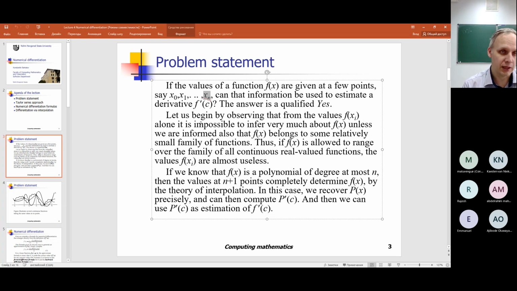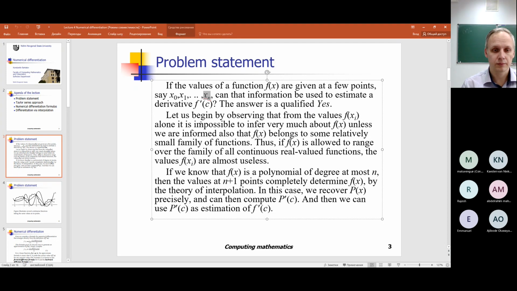I hope that you remember from the two previous lessons that we can take n plus 1 points and find the polynomial of degree n using these points. If we have 2 points, this polynomial will be linear. If we have 3 points, the polynomial will be quadratic, and so on. In the general case, we have n plus 1 points, and using them we can find the polynomial of degree n.